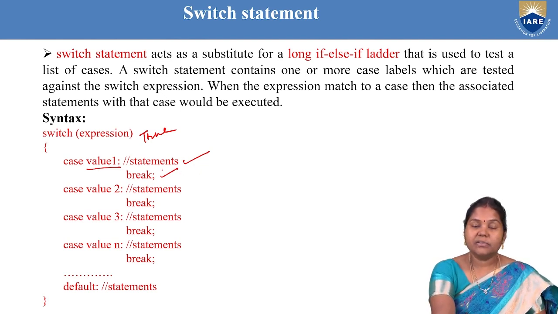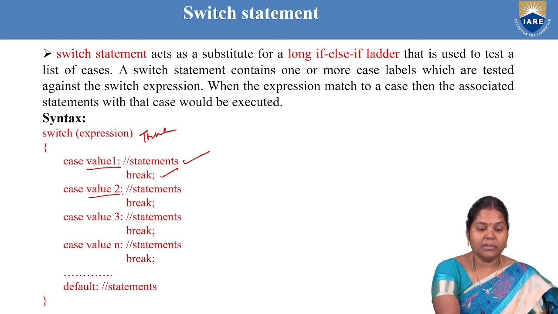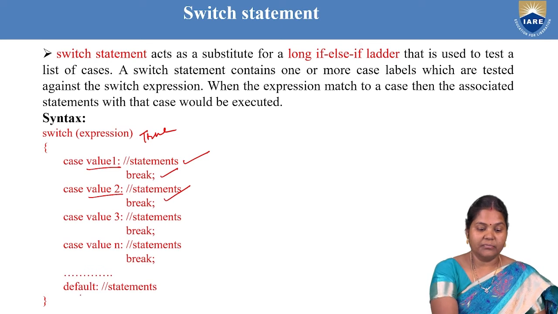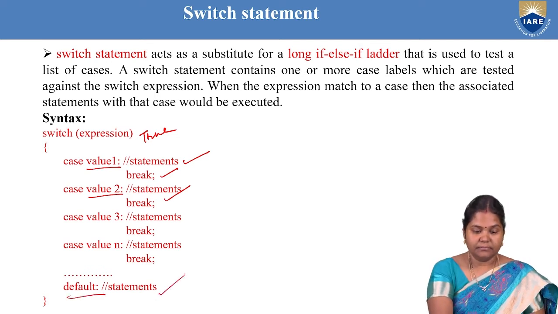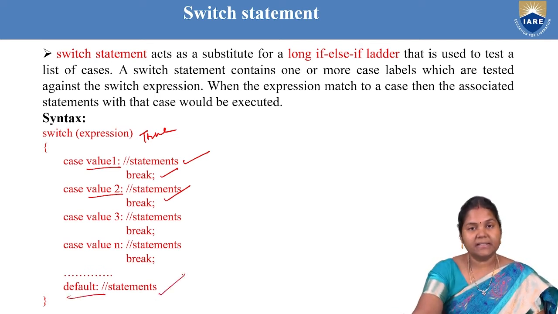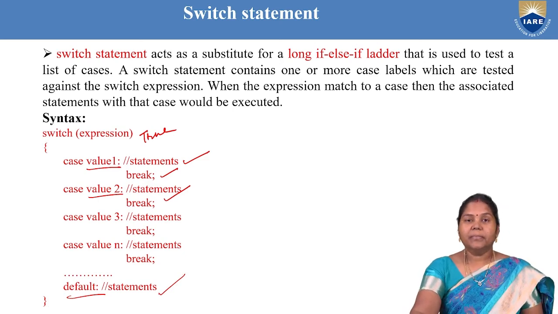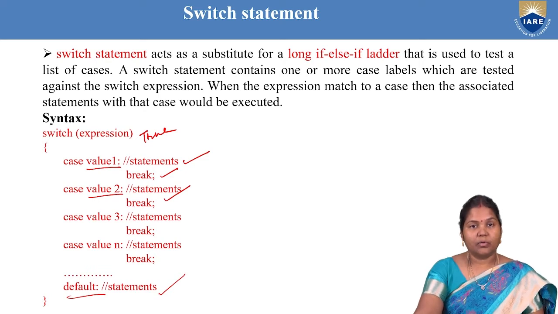If it is not matching with label 1, then label 2 will be checked, and the statements associated with it will be executed. Like that, if none of the case labels are true, then the default statement will be executed, and the statements inside the default will be executed. Now, placing the default statement is not compulsory. It is optional. If you want the default to be executed when none of the cases are true, then you must write the default statement.